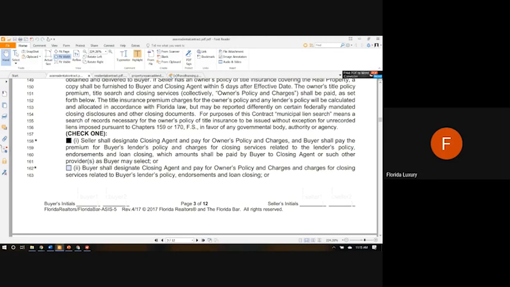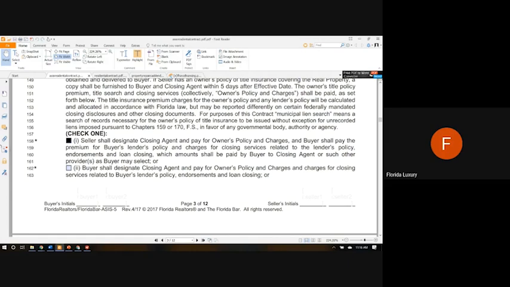So just understand there's some negotiation here, especially on cash deals, because this just says the buyer pays for the buyer's lender's policy and there won't be one. So 99% of the time, you're gonna pick 158. The seller picks the title company, seller pays for the owner's title policy. That's just how we do it in Florida. In other states, that's not the case.